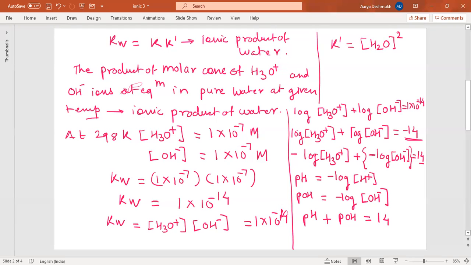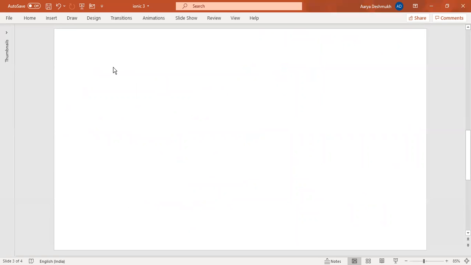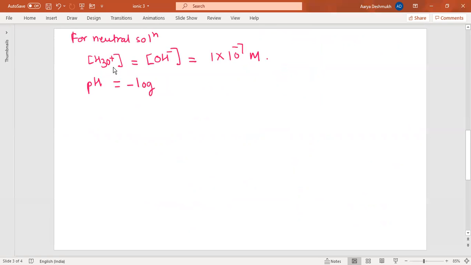So for a neutral solution, I'll go to the next slide. For a neutral solution, we know all this. For a neutral solution, concentration of H3O plus protonium ion equals concentration of OH minus ion equals 1 into 10 raised to minus 7 molar. So in terms of pH, this will be negative log of H plus ion concentration, which equals negative log of 1 into 10 raised to minus 7, which is equal to 7. So when pH equals 7, the solution is found to be neutral.